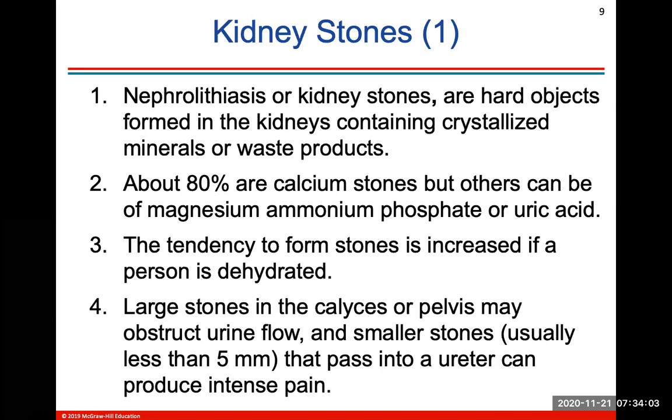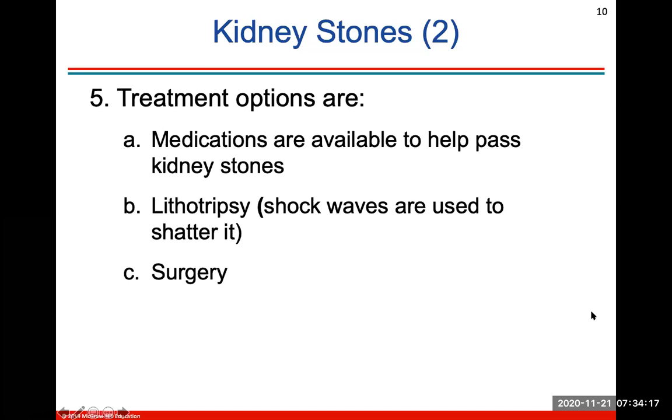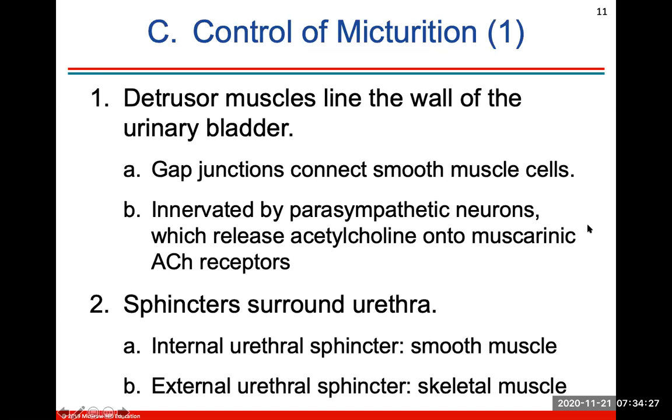Large stones in the calyxes or pelvis may obstruct urine flow, and smaller stones, usually less than 5 millimeters, can actually pass into a ureter and can produce really intense pain. Treatments are medications that help to pass the kidney stones, or lithotripsy, which uses shock waves to shatter them, or even surgery if there are major blockages.